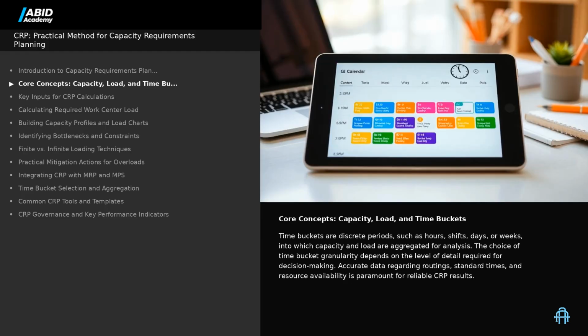Time buckets are discrete periods, such as hours, shifts, days, or weeks, into which capacity and load are aggregated for analysis. The choice of time bucket granularity depends on the level of detail required for decision-making. Accurate data regarding routings, standard times, and resource availability is paramount for reliable CRP results.